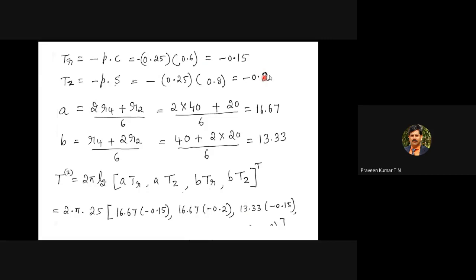Finally, we get this. Then A is given by (2Ri plus Rj) divided by 6, so Ri is 40 and Rj is 20. Finally, we get an A value of 16.67. Similarly, we can find the B value. The generic formula for B is (Ri plus 2Rj) divided by 6.